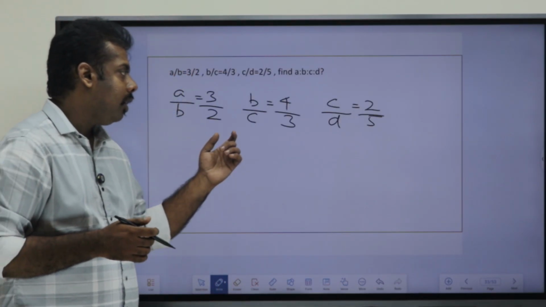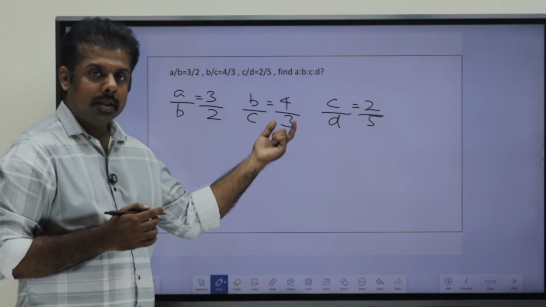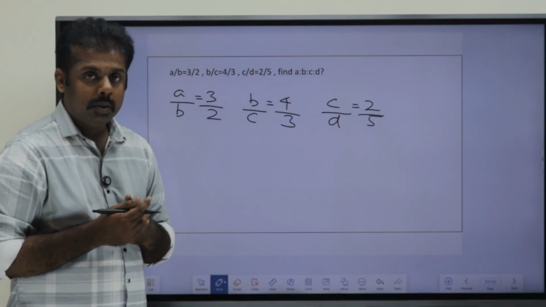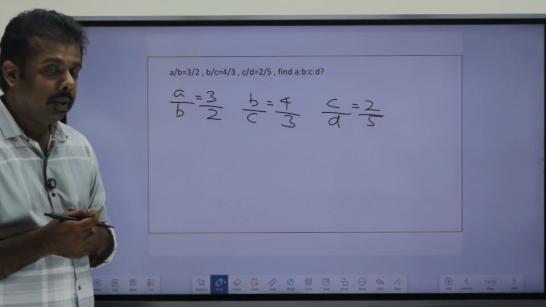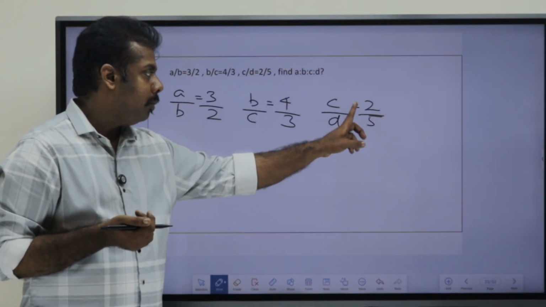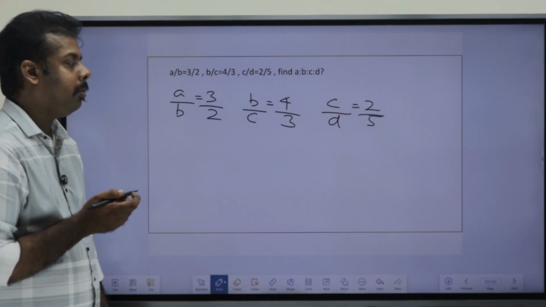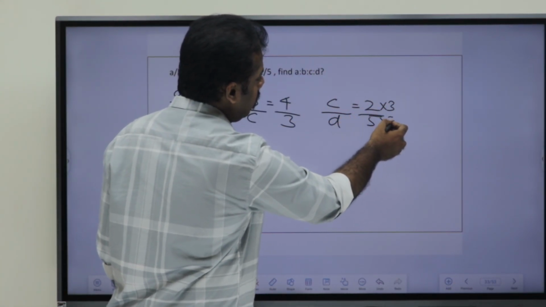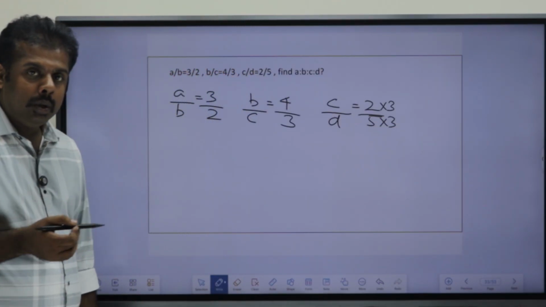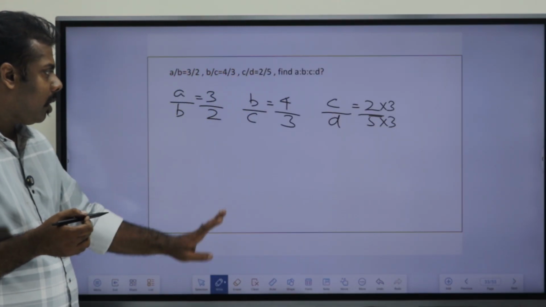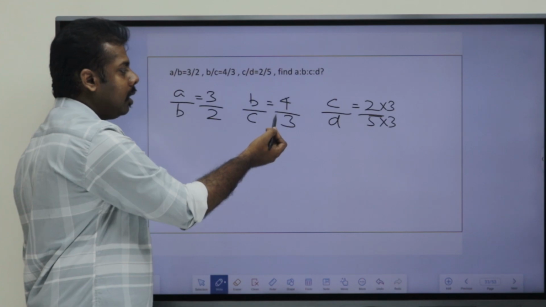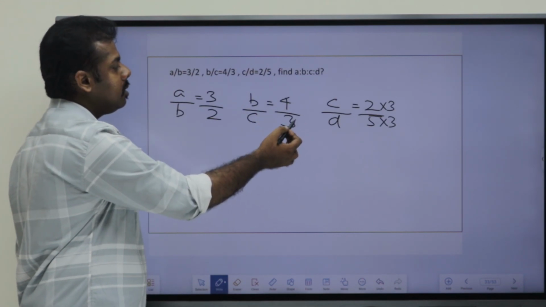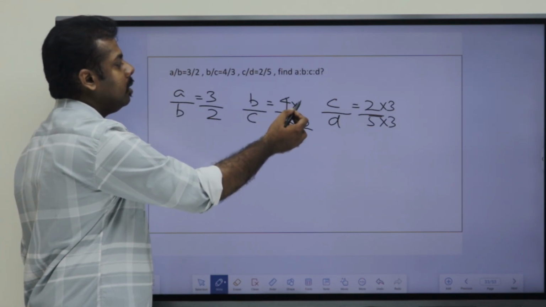The value of C is 3 in the second case and 2 in the first case. So take the LCM of 3 and 2, we know it is 6. Now to make 2 into 6, what do you have to do? Multiply it with 3. So multiply 3 in the numerator and the denominator. Now do the same for the second case. Here C is 3, so to make it 6, you just have to multiply it with 2.